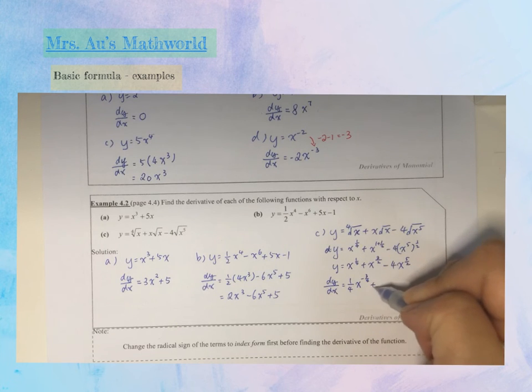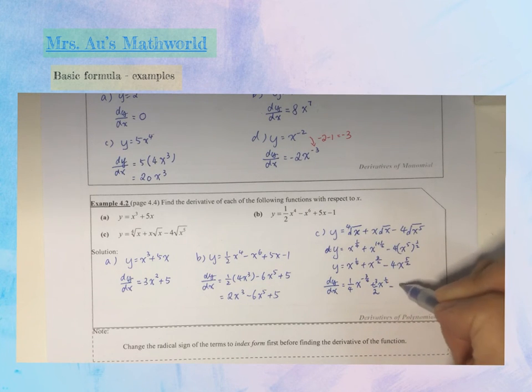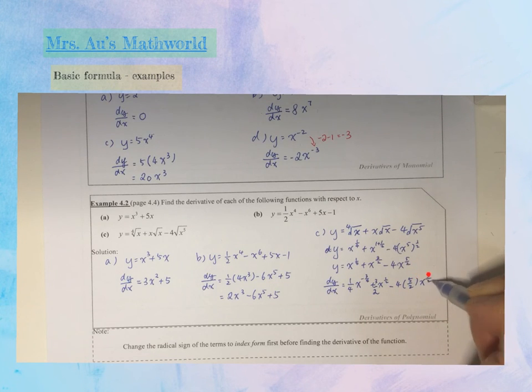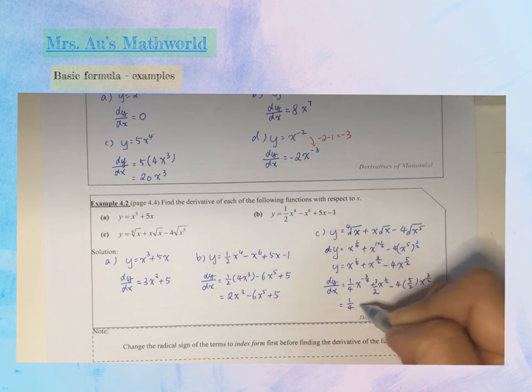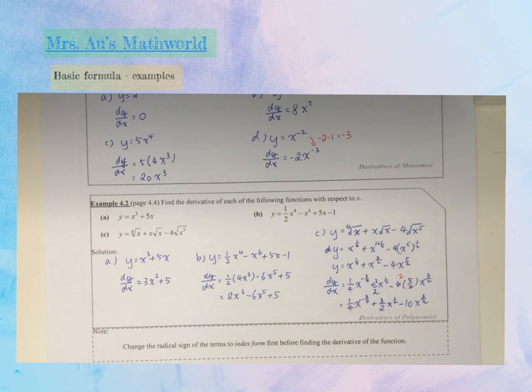1 over 4 minus 1 becomes negative 3 over 4. Okay, and then 3 over 2 minus 1 becomes 1 over 2. And finally, 5 over 2 first, and then minus 1 here becomes 3 over 2. And don't forget to simplify the answer. So this is the first part of the examples of the basic formula.